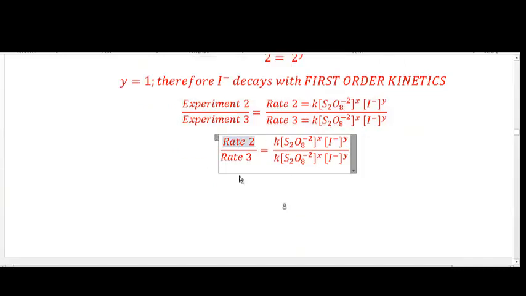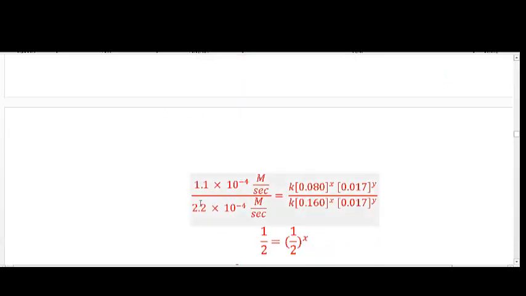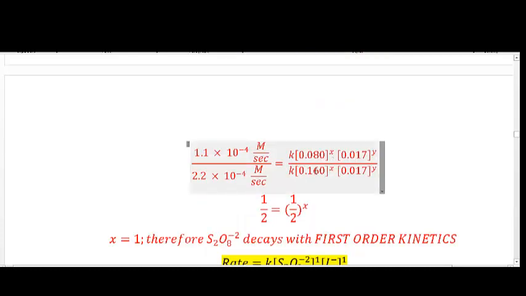So rate of 2 divided by rate of 3, I got those from the data table. I'll get these concentrations for 2 and 3 from the data table. I plug those numbers in, and I notice that this is going to cancel. And then my values of k, my rate constant, will cancel as well. So I have to get that value a little bit later towards the end of this problem. So 1.1 times 10 to the minus 4 divided by 2.2 times 10 to the minus 4 is 1/2.